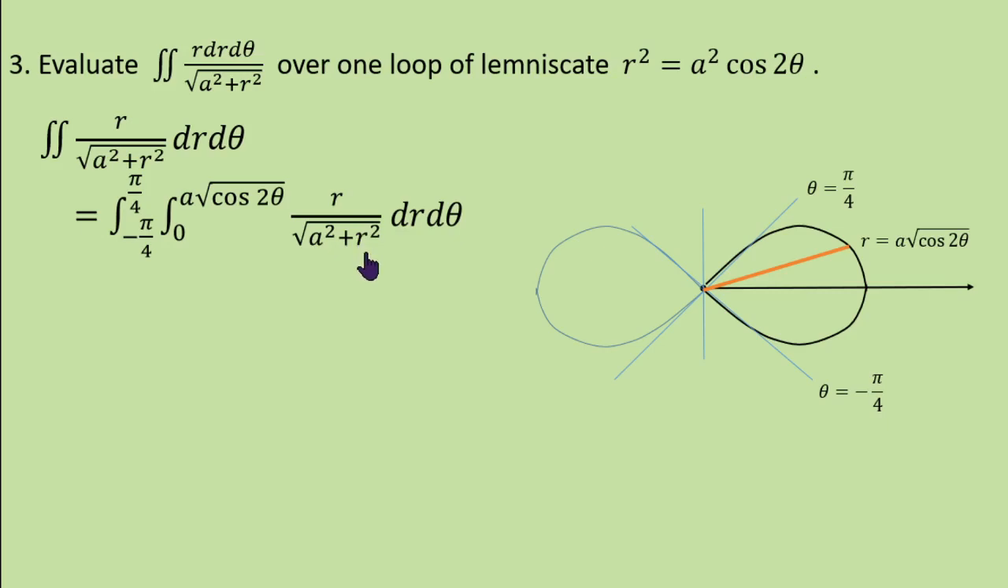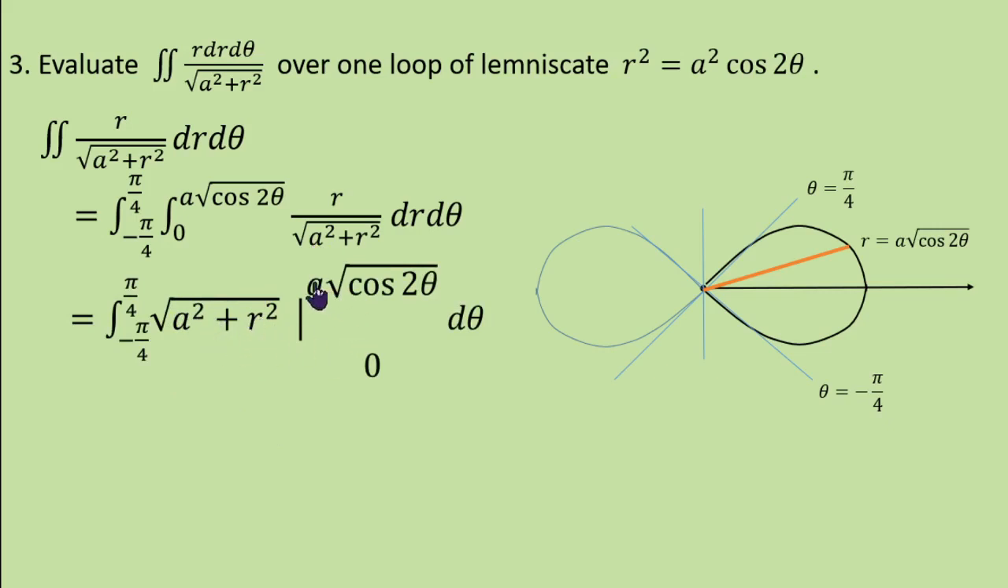Or you can do it by one more method. Assume that a square plus r square is t. Then 2r dr is dt, and hence r dr is dt by 2. This integral becomes dt by 2 root t. The integration of dt divided by 2 root t is root t, because the derivative of root t is 1 by 2 root t. Therefore, the integration of 1 by 2 root t with respect to t is root t. t is a square plus r square. Therefore, its integration is root a square plus r square.